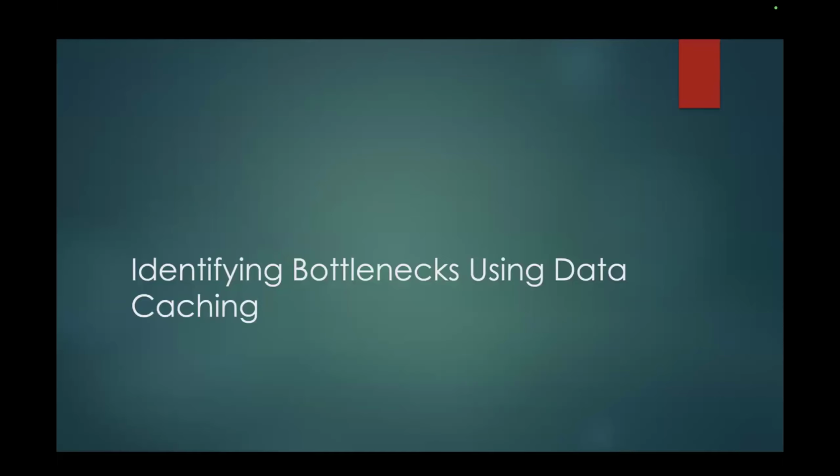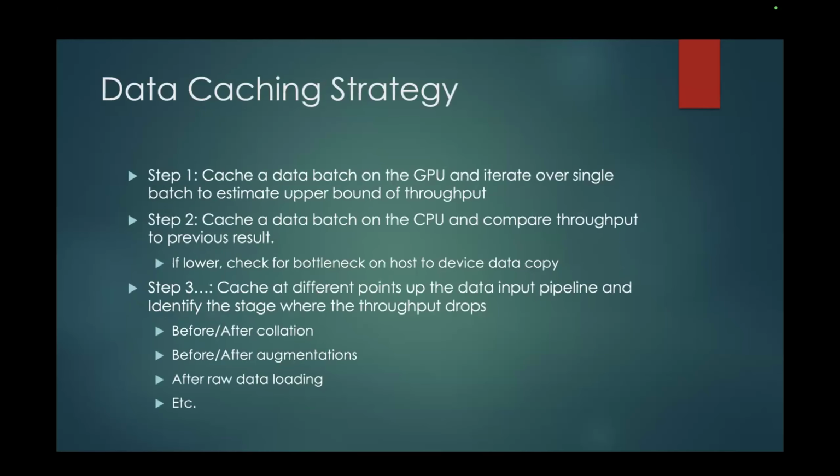So what exactly do I mean by identifying bottlenecks using data caching? The strategy is summarized in this single slide. So the first step is we're basically going to run our training loop with a cached data batch. We're actually going to cache the data on the GPU and iterate over the single batch, and in that way try and derive an estimate of the upper bound of the potential throughput.